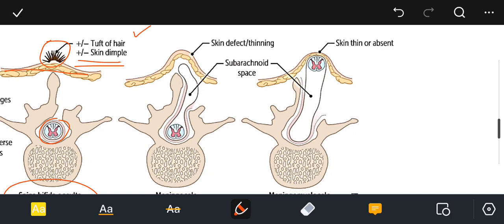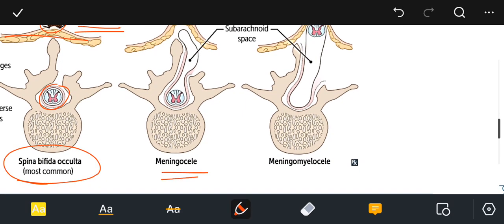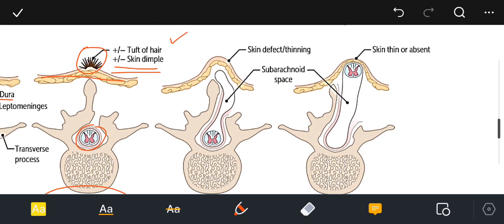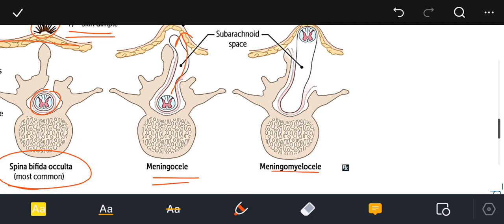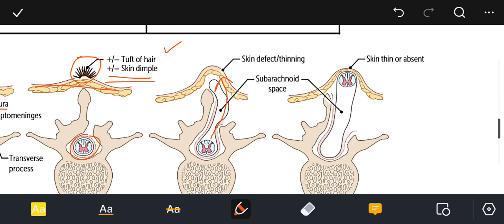Then meningocele is the condition, meningocele over here. In meningocele, from the defect in the vertebral arch, the meninges, like the dura mater and the leptomeninges, herniate outwards and they remain under the skin. In the case of myelomeningocele, that is not compulsory to stay below the skin, there may be a skin defect or thinning as well.